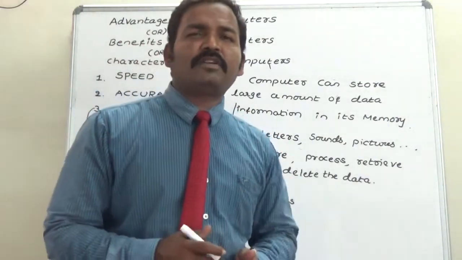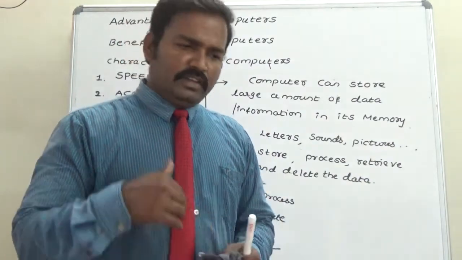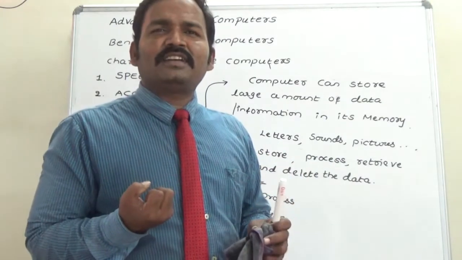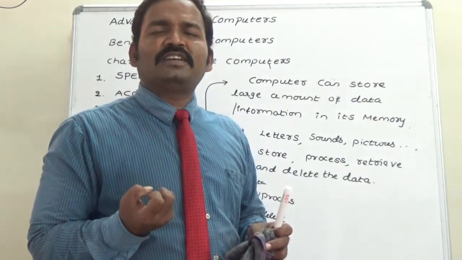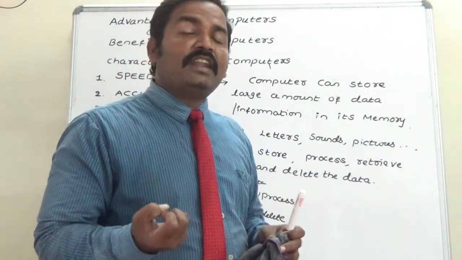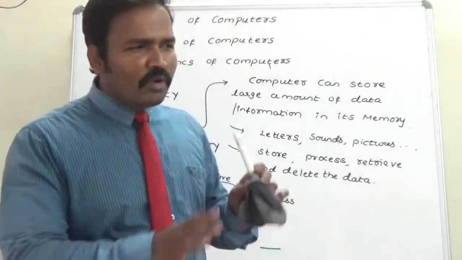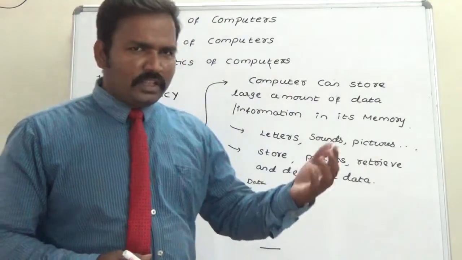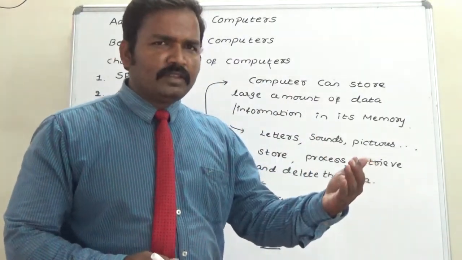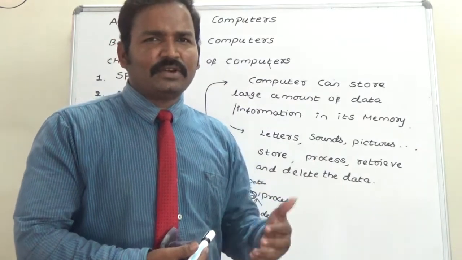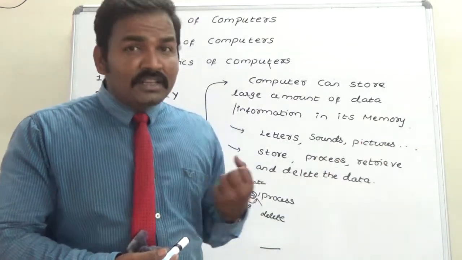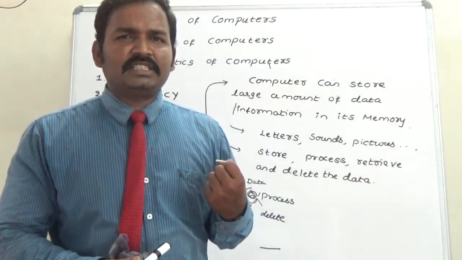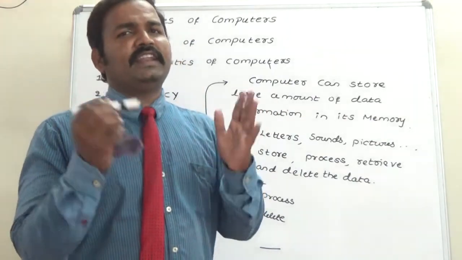What operations can we perform in a computer? We can store the data, process the data, retrieve the data whenever we require it, and we can delete the data also if we don't want it. Store is nothing but insert. Process means calculate the data. Retrieve is nothing but accessing the data. Next, we can delete, or erase, the data also.